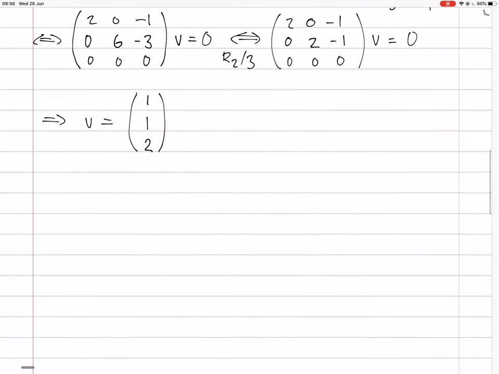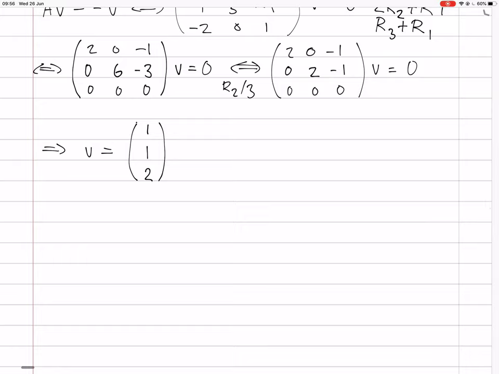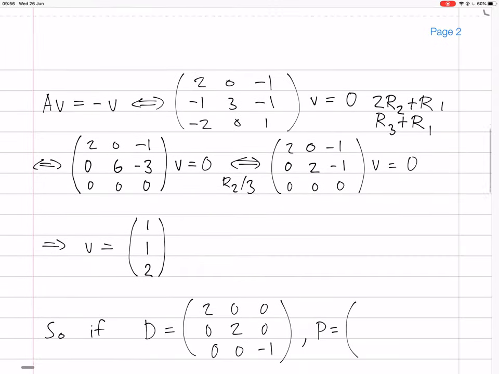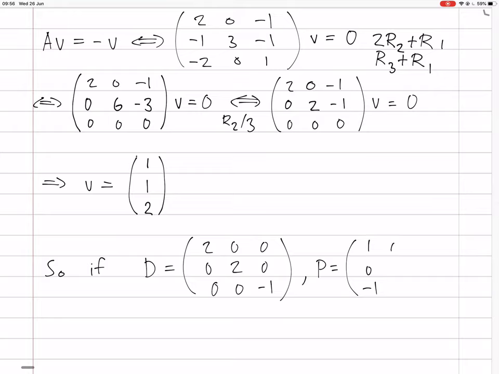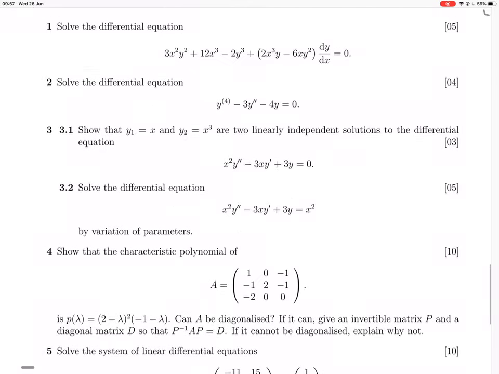And we've got these eigenvectors now, so we have to write down this diagonalization equation. Oh, it just says give P and D. So if D equals the diagonal matrix with 2, 2, minus 1, and P equals, now the columns of P must be the eigenvectors, so 1, 0, minus 1, 0, 1, 0, and then 1, 1, 2. Then this thing is true. How do you write it? It's like AP equals PD, so P inverse AP equals D, because P is invertible because it has linearly independent columns. Okay, that's it.